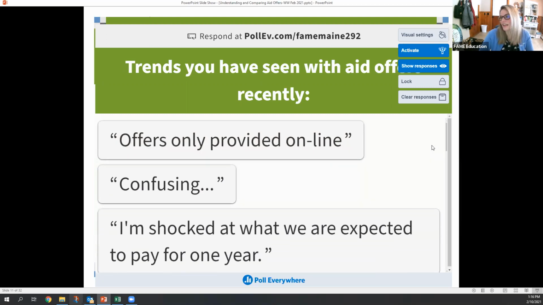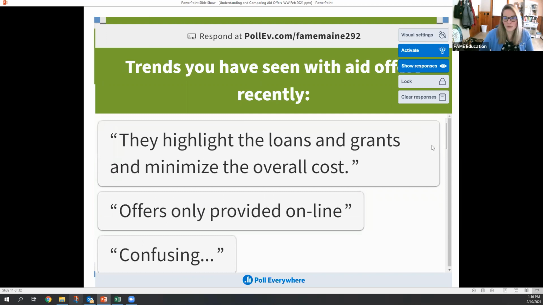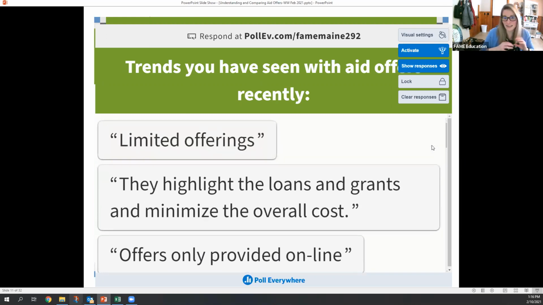Offers provided only online. I suspected that might happen with some schools, particularly as Nikki mentioned with mail delays. And I know any places where there's stuff happening in person might be skeleton crews, and mail is just, I remember stuffing envelopes as a work study student with financial aid offer letters, so there might not be capacity to do those things.